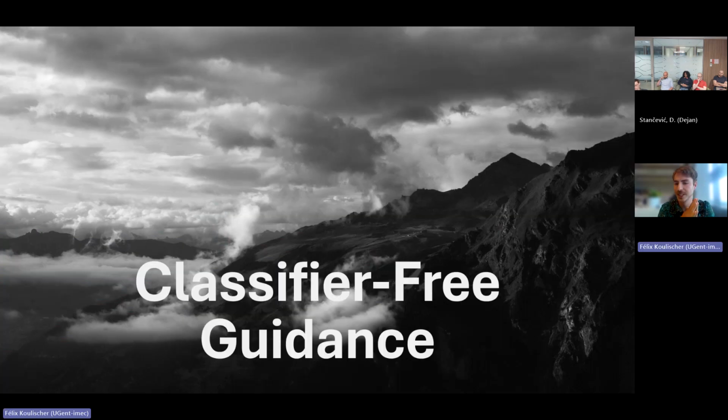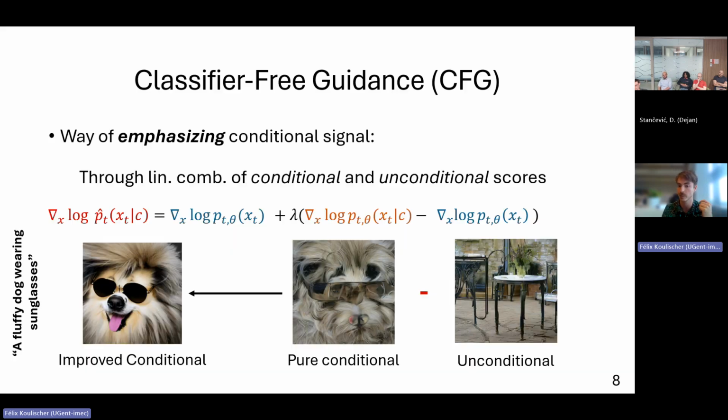Okay, so now maybe let's start with a more rigorous explanation. And let's start with classifier-free guidance, which is the prerequisite, if you want. So the idea of classifier-free guidance is to really emphasize the conditional signal. So the idea is that actually the learned conditional is not good enough because it's very difficult to learn such a distribution. So for instance, to illustrate this, I looked at text to image in a stable diffusion model of an image of a fluffy dog wearing sunglasses.